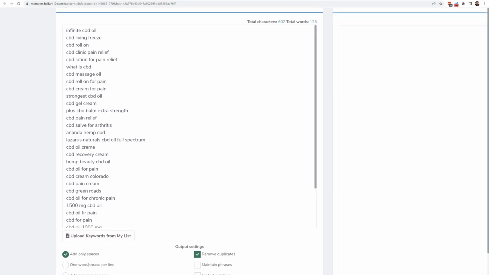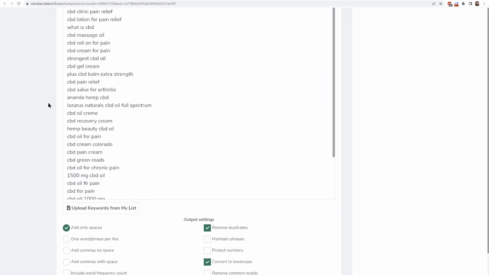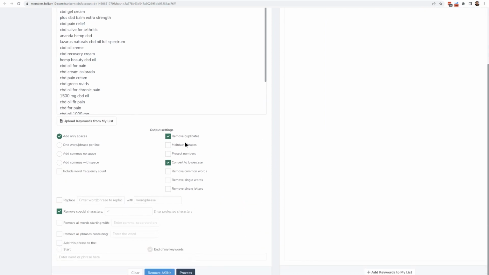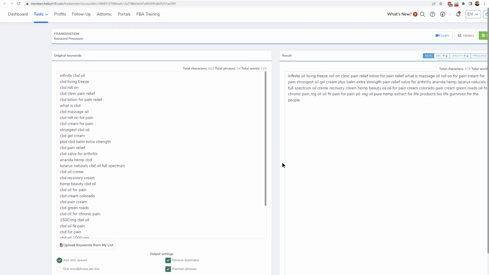So here's a list of keywords that I got from Cerebro, and you'll see a lot of them have CBD in it, right? So I'm here in Frankenstein. All I have to do is I hit here. I'm going to say here, maintain phrases. Okay. Maintain phrases. And I'm going to say replace the word CBD. And then I'm just going to put a space right here. And then I hit process. And now it took it out, all of those CBD keywords.